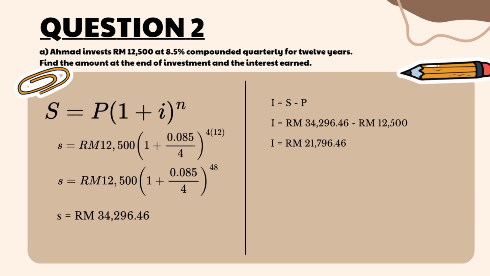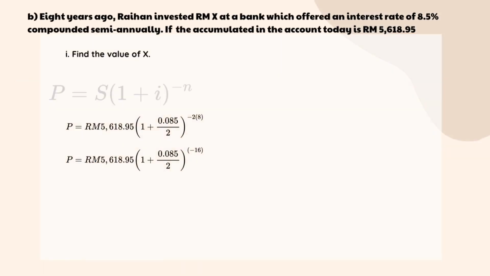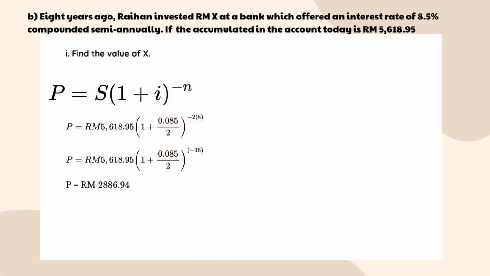Now we are looking for I, the interest. I equals S minus P. I equals RM34,296.46 minus RM12,500, and we get RM21,796.46.